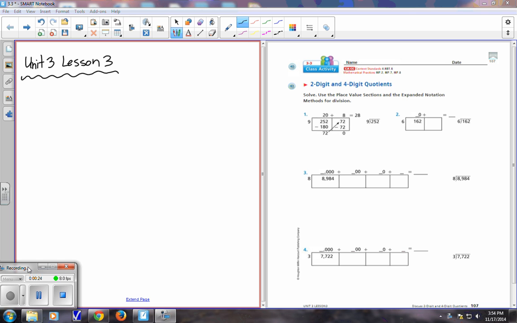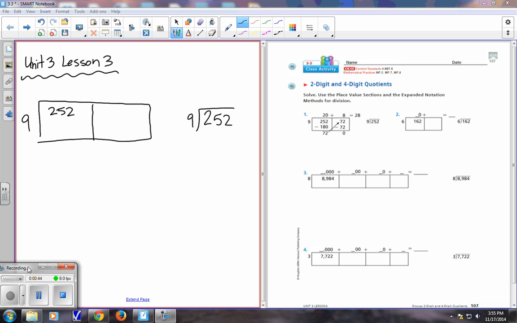And I'm going to do the place value sections model, which is the box model, and the expanded notation model right next to it. So you're getting both strategies at the same time. So our first answer is 252 divided by 9.